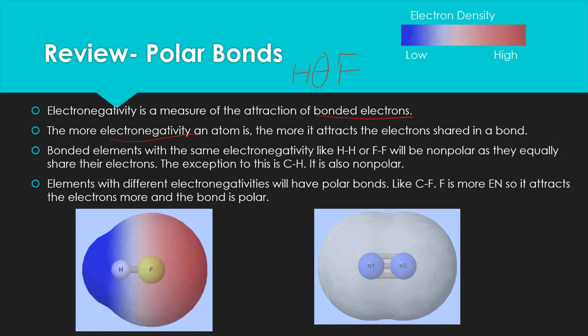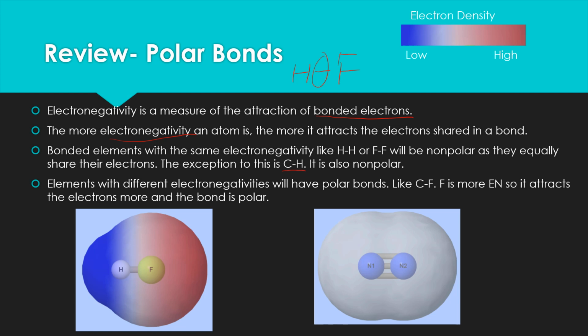Bonded elements with the same electronegativity, something like H-H, F-F, so any of our diatomic elements, will be nonpolar as they equally share their electrons. They have equal electronegativity. The exception to this is C-H. We also consider that one nonpolar in AP Chem. Elements with different electronegativities will have polar bonds, like carbon and fluorine. Fluorine is more electronegative, so it attracts the electrons more, and the bond is polar.